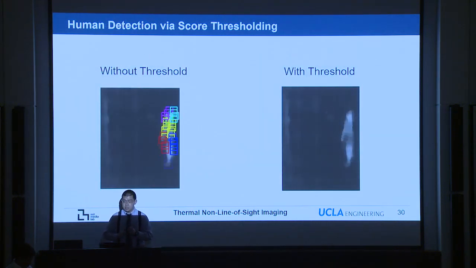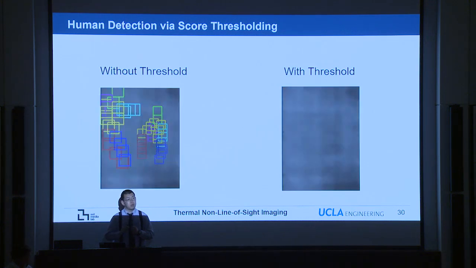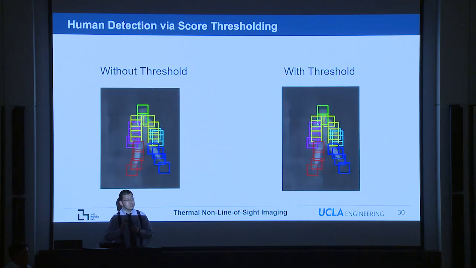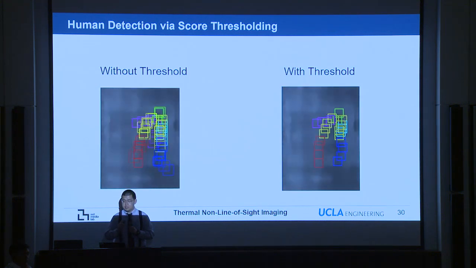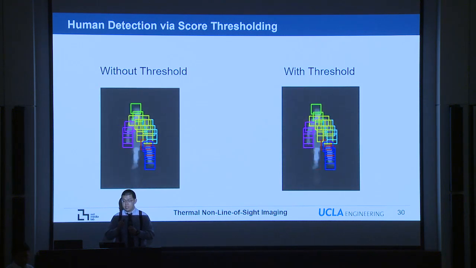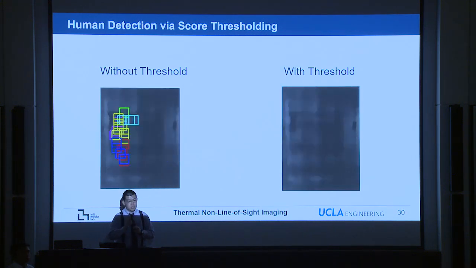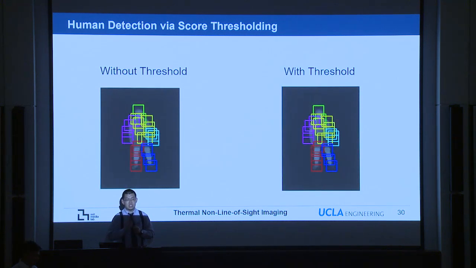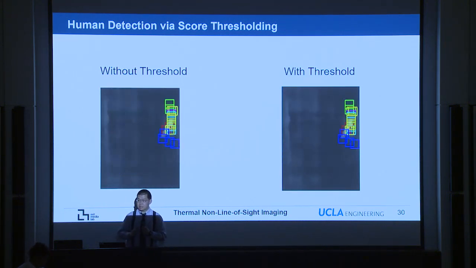In addition, because pose estimation is a score-based algorithm, we can use thresholding on the scores for human detection. As you see on the right, we can set an appropriate threshold to see if the person is actually in the frame or not. Now, I will pass back to Tomo.